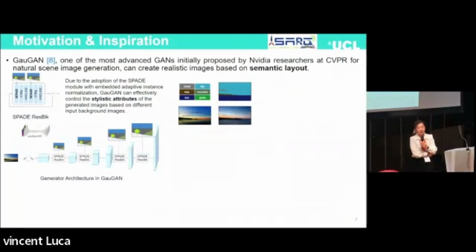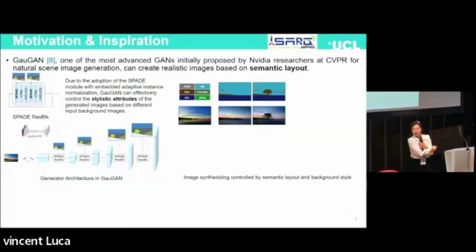With this question, we looked at some solutions. One is GauGAN, which I think can help us address this problem. Why? Because it can create realistic images based on a semantic layout. Due to the adaptation of the SPADE module, GauGAN can effectively control the stylistic attributes of the generated images based on different input background images. How does it work? You can see here, we can put in the semantic layout.